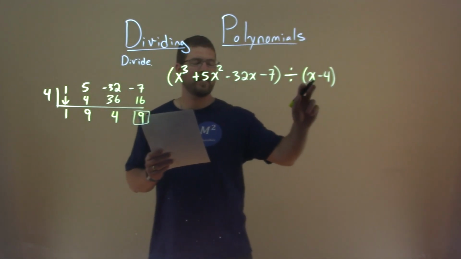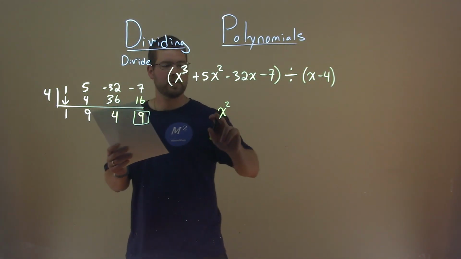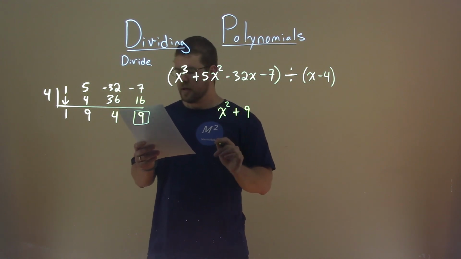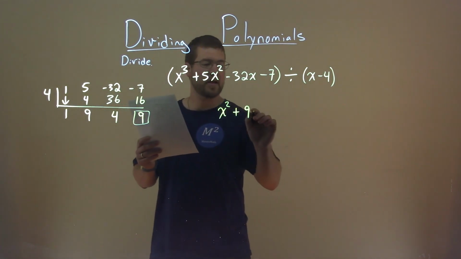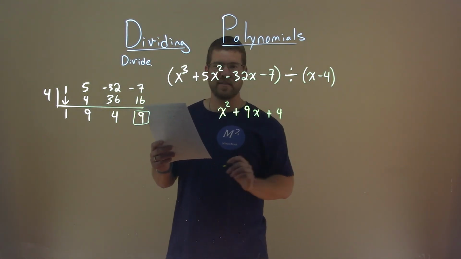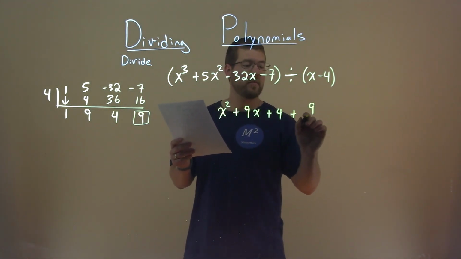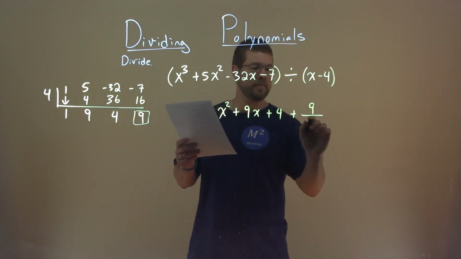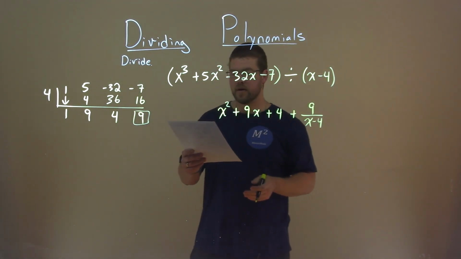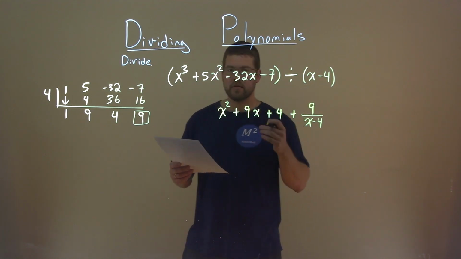X to the third divided by x is an x squared. This 1 is a coefficient in front of the x squared. Now we go down the line. We have a 9 plus a 9 here, and next one down is an x plus a 4. No more x's needed. Then we have a positive 9, so we plus a 9. That's the remainder divided by what we're dividing here, x minus 4, and there we have it, our final answer, x squared plus 9x plus 4 plus 9 divided by x minus 4.